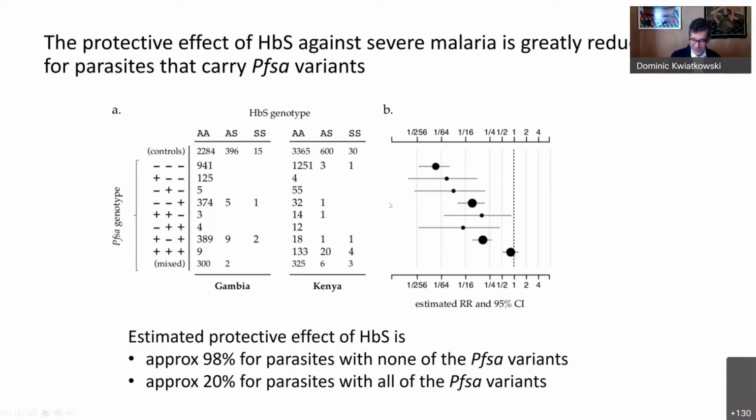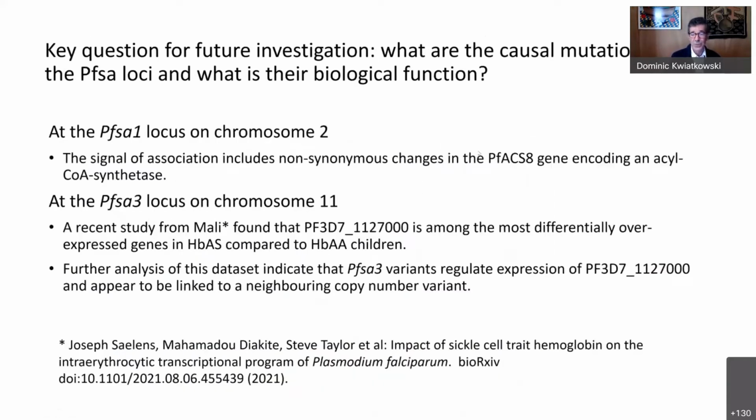So that raises the question, what do these mutations do? And the answer is we don't know. At the pfsa1 locus on chromosome 2, the genetic signal of association includes non-synonymous changes in a gene that encodes an acyl-CoA synthetase, so that might be a clue. At the pfsa3 locus on chromosome 11, we don't know what's going on, but fascinatingly, a recent study from Mali by Joseph Salins, Mohamedou Diakité and Steve Taylor and colleagues found that one of the genes of that locus that I've listed here is amongst the most differentially overexpressed genes in children who are carrying sickle.